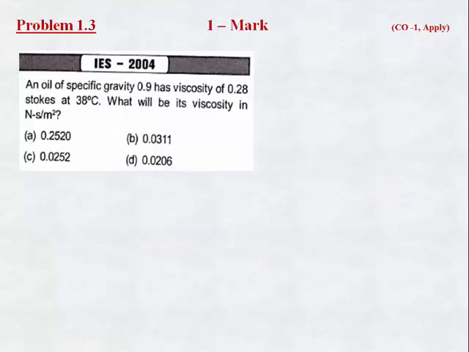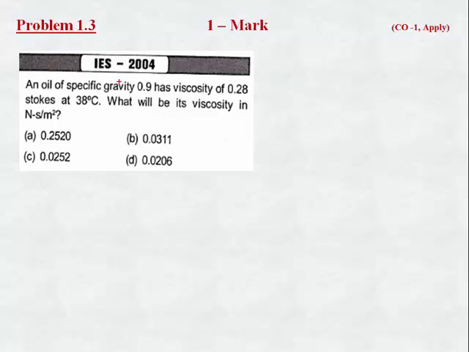Next we are going to solve a few problems. This is problem 1.3. It contains 1 mark. It was asked in IES 2004. An oil of specific gravity 0.9 has a viscosity of 0.28 stokes at 38 degrees Celsius. What will be its viscosity in Newton second per meter square?